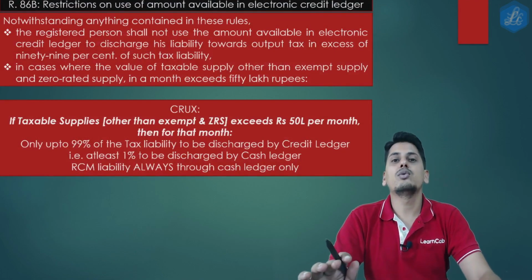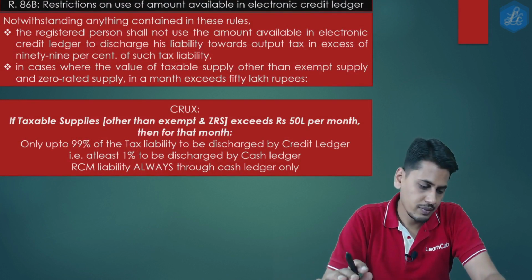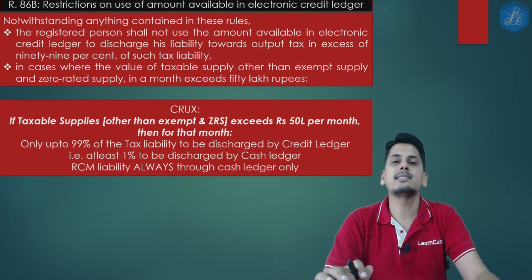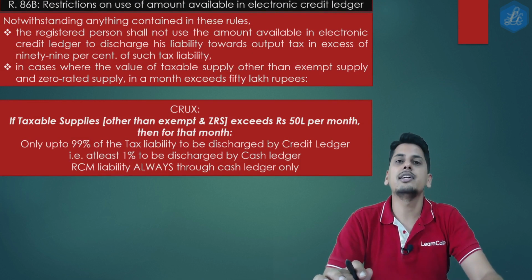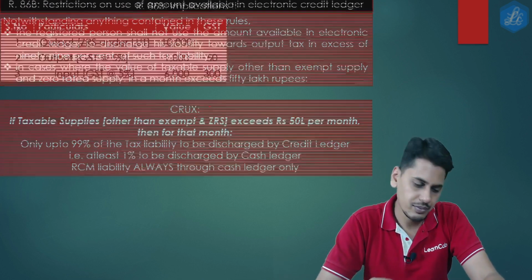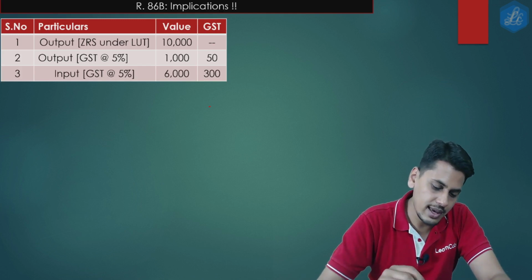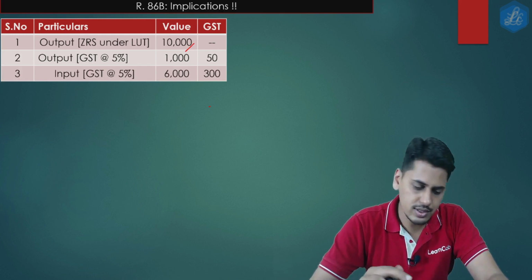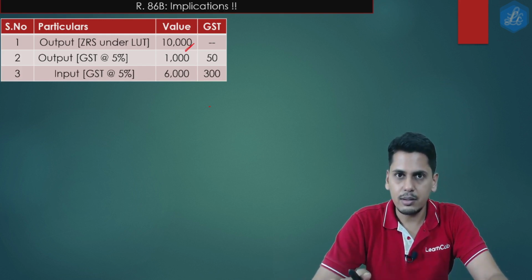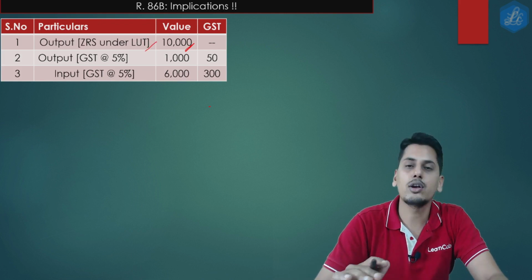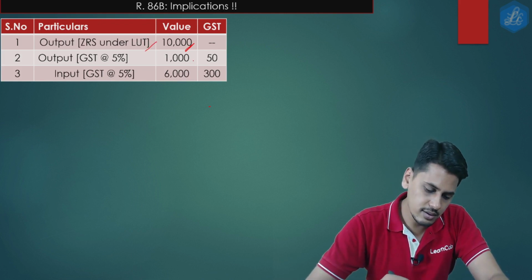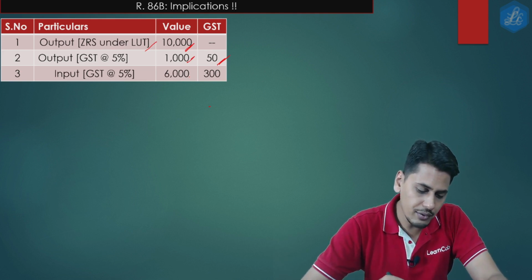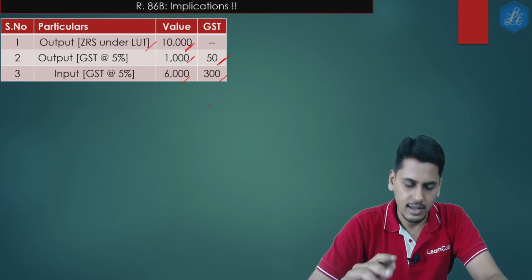Friends, let us link Rule 86B with a few of the refund provisions. Now friends, what is the crux of Rule 86B? Wherever 86B is applicable, at least 1% needs to be discharged from the electronic cash ledger. Let's suppose there's a person who is making exports under LUT of 10,000. Let us assume that all the figures are in crores. Under LUT it is 10,000, GST is nil because it is an export, a zero rated supply under letter of undertaking. Domestic supplies value 1000, GST thereon is 50. Input tax credit: the value of inward supplies is 6,000, input tax credit is 300.